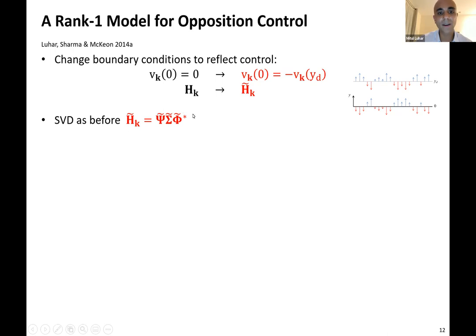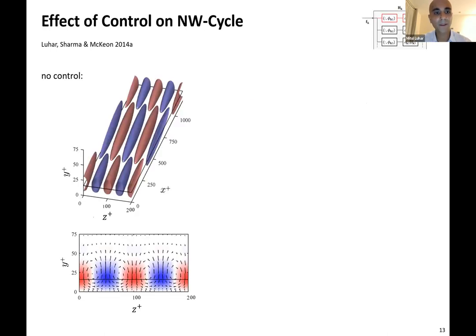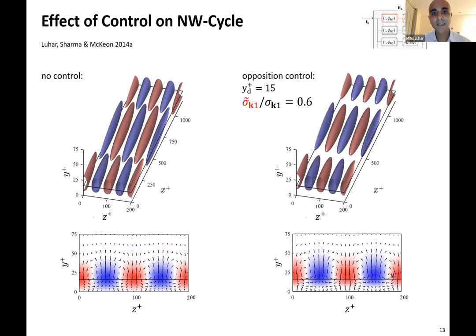And then we can do a singular value decomposition as before, right? And see what happens to both the mode structure and the mode gain. So this is the no control case. This is opposition control. These are predictions for opposition control with the optimal detector location, so YD plus 15. And what we see here is because of the blowing and suction imposed at the wall, these structures, the Fourier structures shown here, so these on the top here are isocontours of streamwise velocity, they're pushed up above the wall.